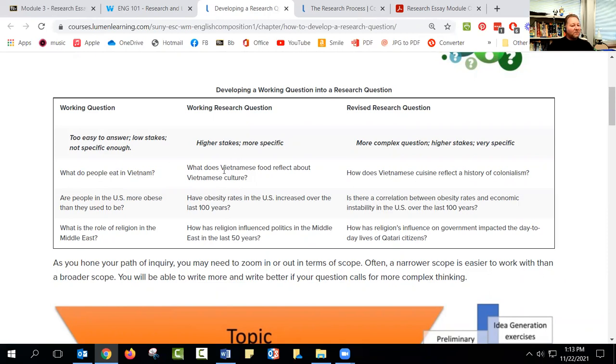A little higher stakes, more specific. What does Vietnamese food reflect about Vietnamese culture? Now that's a little more interesting, right? I can't just find that answer on Wikipedia, probably, right? The types of food that people eat often reflect the culture, in many places all across the world. So I like that. It's a little more interesting, right?